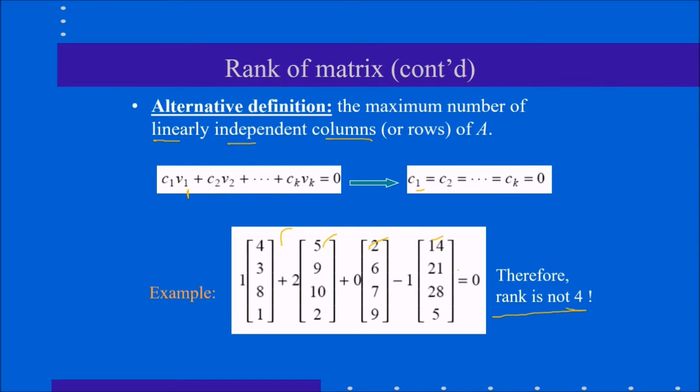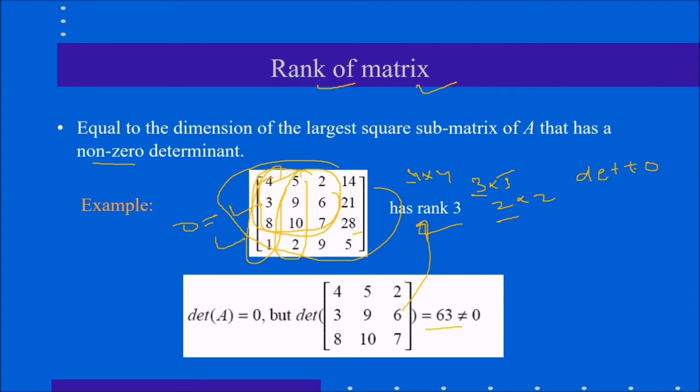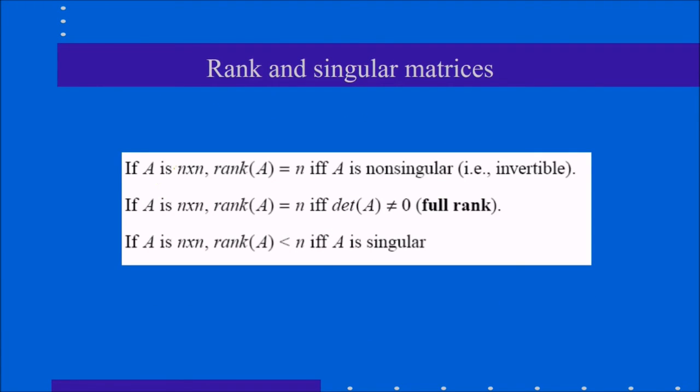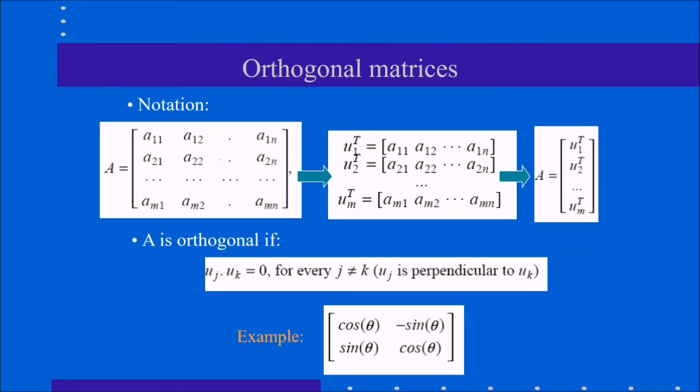Because this particular value gives you 0, we can say, as in the previous case where we saw the same matrix, we have not found the rank to be 4, it is 3. So here also the rank is not 4. What about rank and singular matrix? If A is n by n, that is a square matrix, rank of A is n if A is non-singular, that is invertible. If A is n by n, rank A is n if determinant A is not equal to 0, that is, it is full rank. If A is n by n, rank A is less than n only if A is singular.